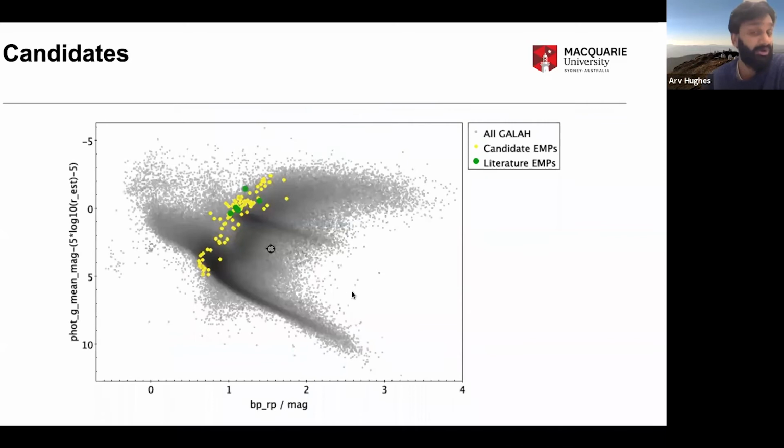And now we have our bird plot, which shows that most of our candidates, like our literature stars, are cool giants. But it was also interesting that we found roughly 20 or so stars that sit down here, which are potentially main sequence turn-off metal-poor stars, which is also quite interesting.